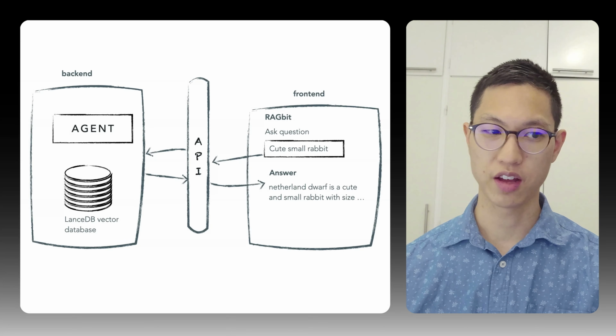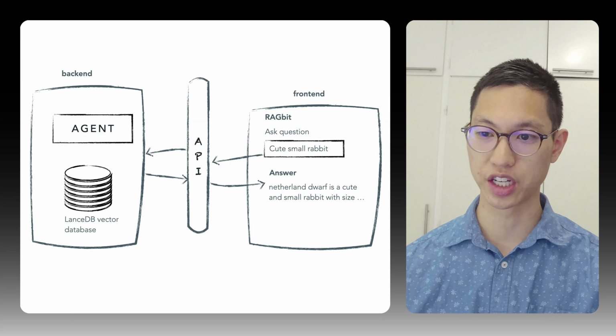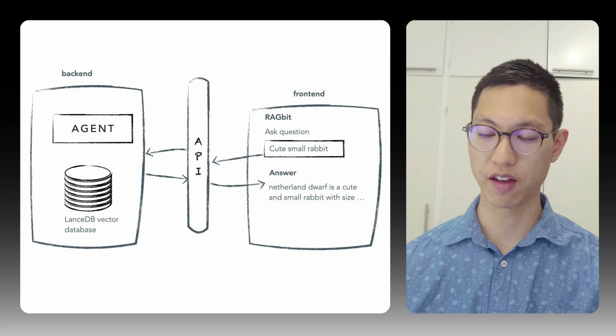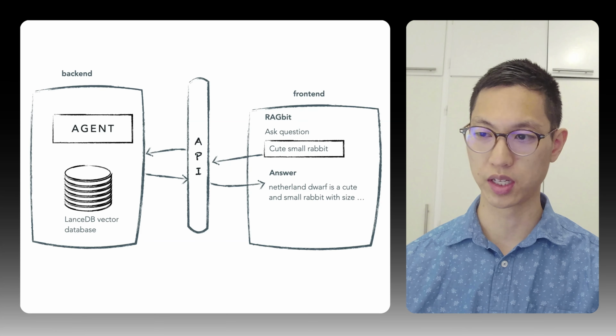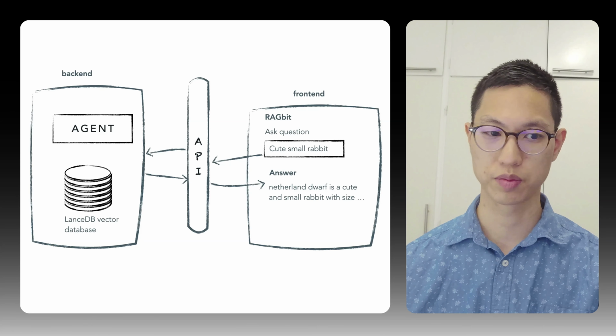Take a look into this picture here. Here we have a backend, we have an API, we have a frontend. The backend consists of the agent and the vector database, which is built in LanceDB. And then we will have an API layer, which is a FastAPI layer. And then the frontend will consist of Streamlit. But it could be TypePy, it could be React, it could be Solid.js, it could be Leptos, it could be whatever frontend you choose.